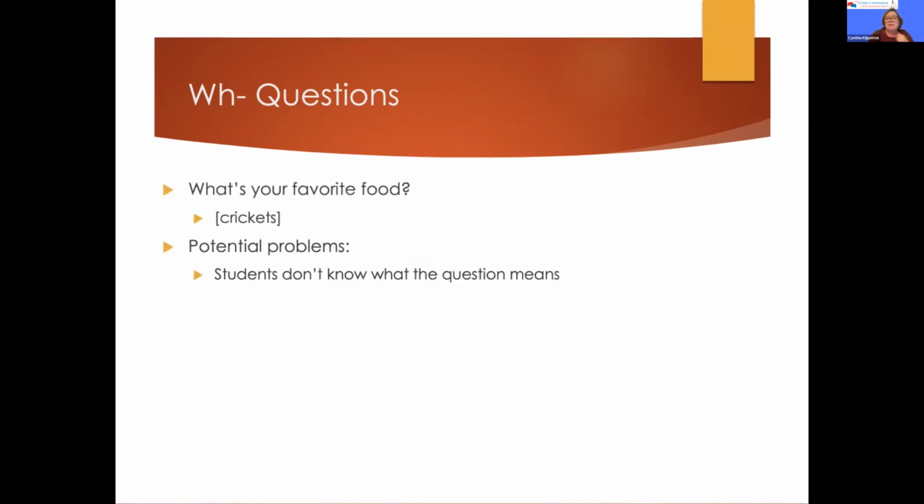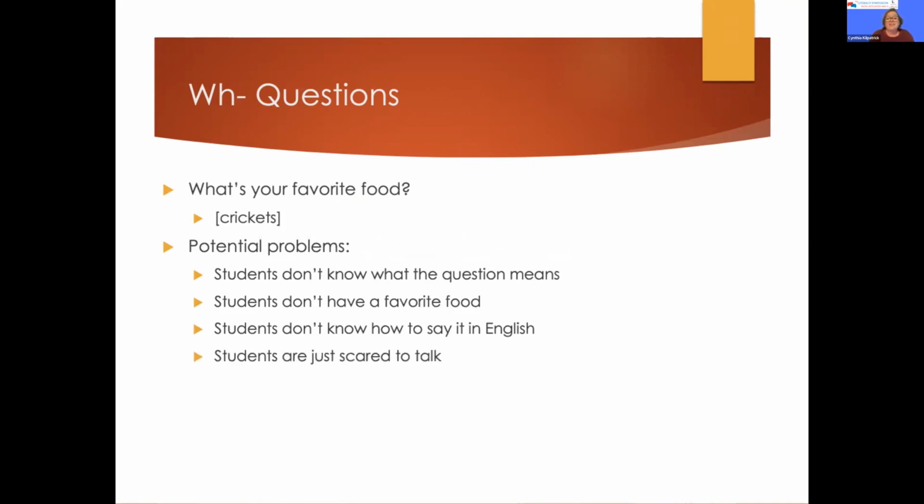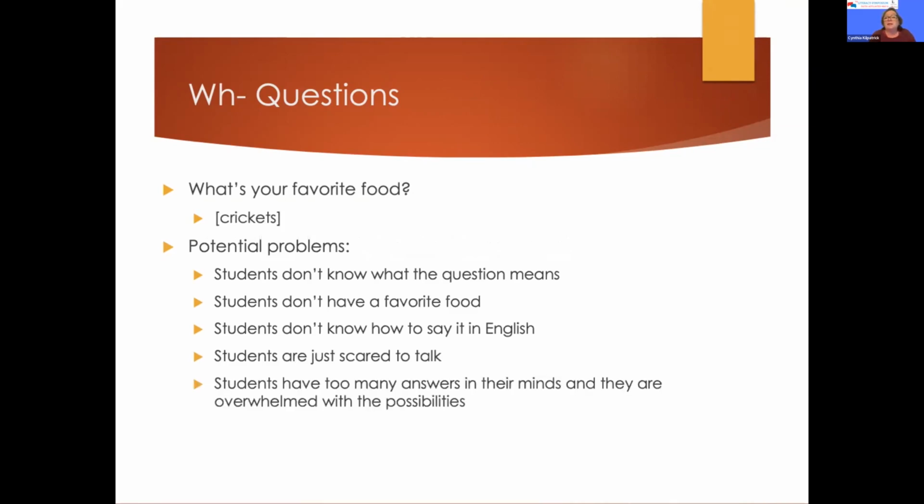So here are some things that I thought about. Students don't know what the question means. Maybe they don't know this word favorite, and so they don't understand what it is that we're asking them. Another problem is that they just don't have a favorite food, right? Or they can't come up with it at that point in their brain. They're not thinking about food. They don't know how to say it in English. They're scared to talk. Or there are so many answers in their minds that they're overwhelmed with the possibilities, because, oh my gosh, I like tacos and I like enchiladas, but I also like lasagna, and I also like pizza, and I also really like shawarma, and they can't pick one answer, right?